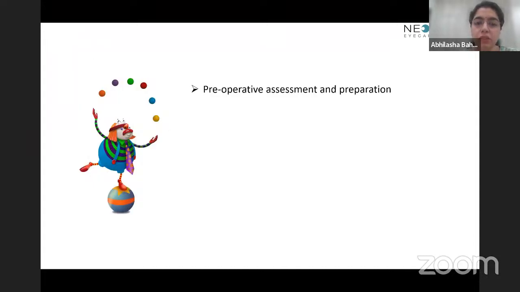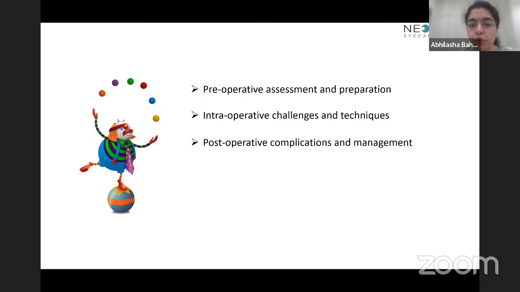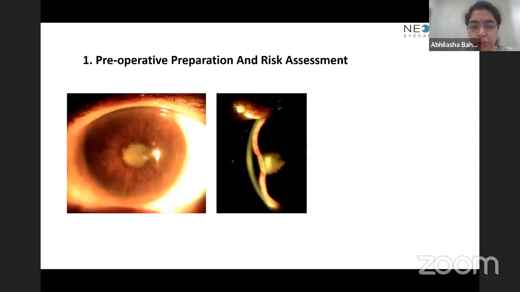So in this talk, I will cover preoperative assessment and preparation, intraoperative challenges and techniques, and postoperative complications and management. Coming to preoperative preparation and risk assessment, it is very important for us before we undertake any surgery to assess the risk in the patient. So very often, this is the clinical picture that we see in cases of uveitic cataracts.